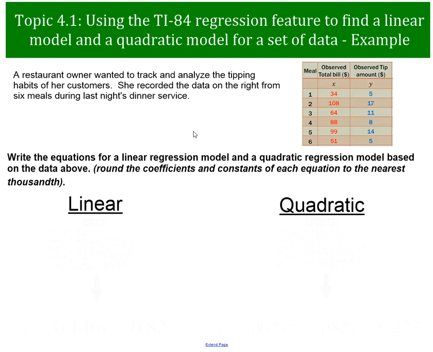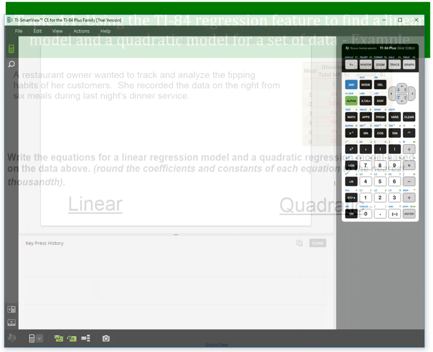All right, so here's my situation. I am a restaurant owner. I want to track and analyze how much my customers are tipping, right? So I'm recording this data, these meals 1 through 6. I have a bill of $34 here. The tip amount was 5 and so forth. So you want to write an equation for the linear regression model and the quadratic regression model based on this data. Okay, let's go to our calculator.